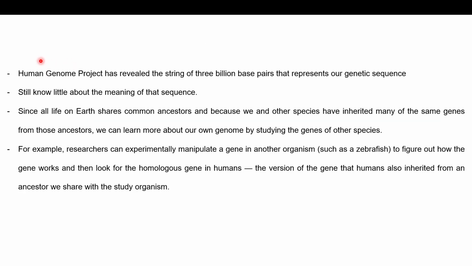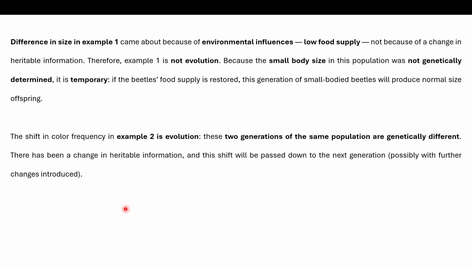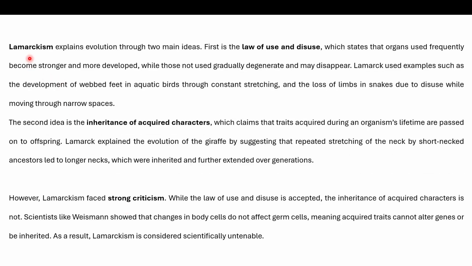Now, there are different theories of evolution as well. The very first one is Lamarckism, which explains evolution through two main ideas. First is the law of use and disuse, which states that organs used frequently become stronger and more developed, while those which are not used eventually degenerate and may disappear.